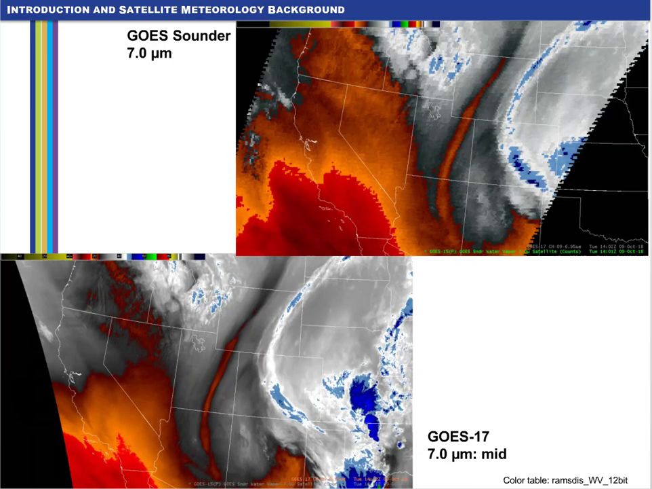Along the same lines as the previous slide, we make a comparison between the GOES Sounder 7.0 micron band on GOES 15 with the GOES 17 7.0 micron mid-level water vapor band. In this comparison, the wavelengths between the 2 channels are quite close. The improvement in spatial resolution is obvious since the resolution of GOES 17 is 2 kilometers and the old GOES Sounder is about 10 kilometers.